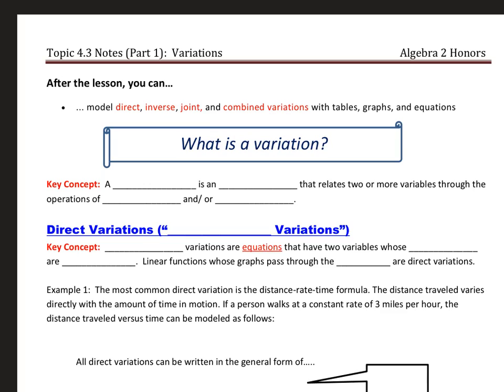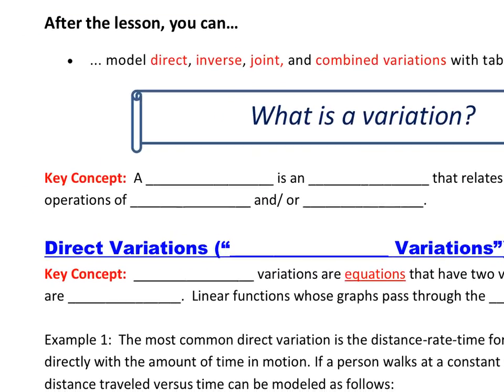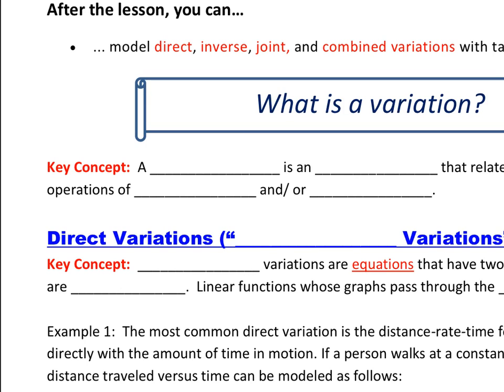And we're going to look at that in tables, graphs, and equations. So what is a variation? The key concept here is that a variation, first and foremost, is an equation. And that equation relates two or more variables through the operations of multiplication and/or division.